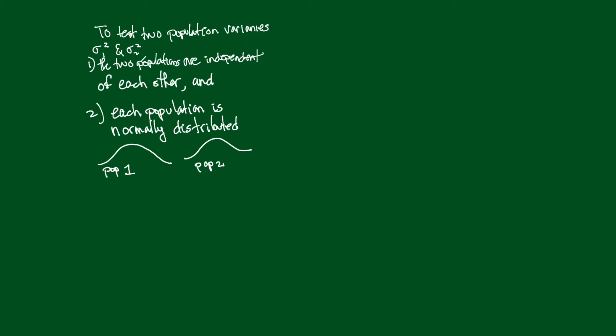So to run a test on these two population variances, sigma 1 squared and sigma 2 squared, two things have to happen. First of all, the populations have to be independent of each other, meaning there's no relationship between one population and the other. And the second thing is that each population is normally distributed. So if you look at the variables in one, you get a normal distribution, and the variables in the other, you also get a normal distribution.